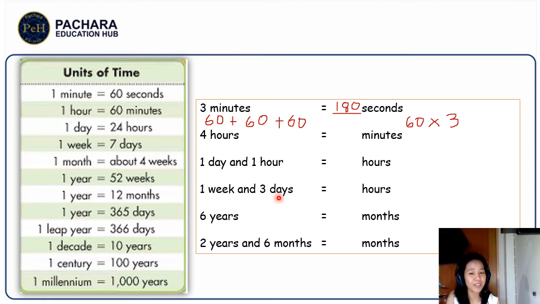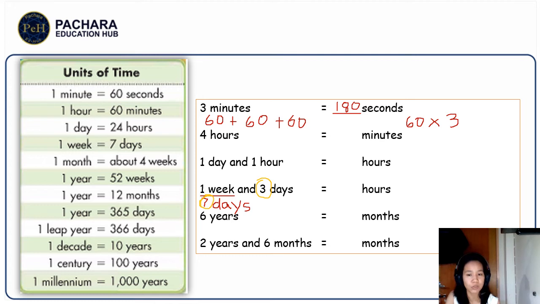1 week and 3 days is equal to how many hours? Tricky, right? So 1 week is equal to 7 days, which means that you need to convert this 1 week into 7 days. So 1 week is equal to 7 days. And 7 days plus 3 days is equal to, yes, 10 days. So 7 plus 3 equals 10. Great job. Okay, so 10 days.